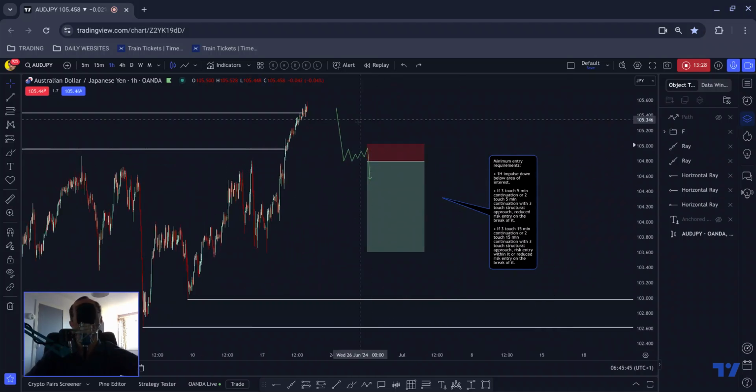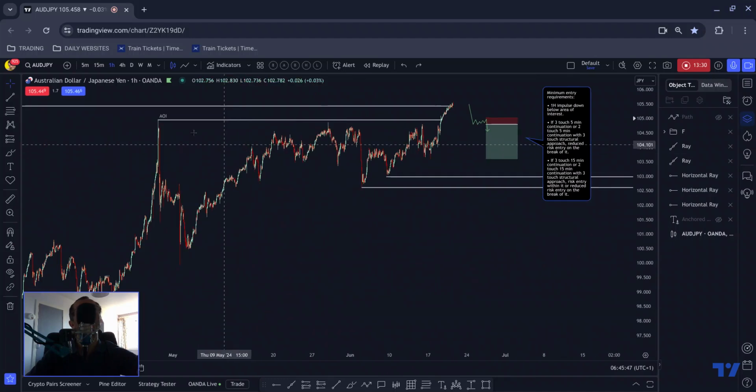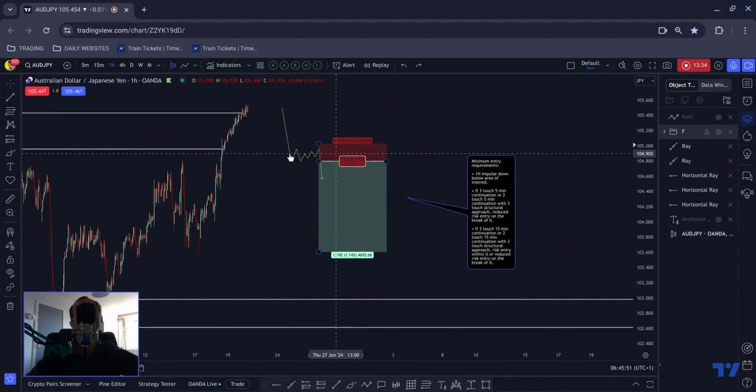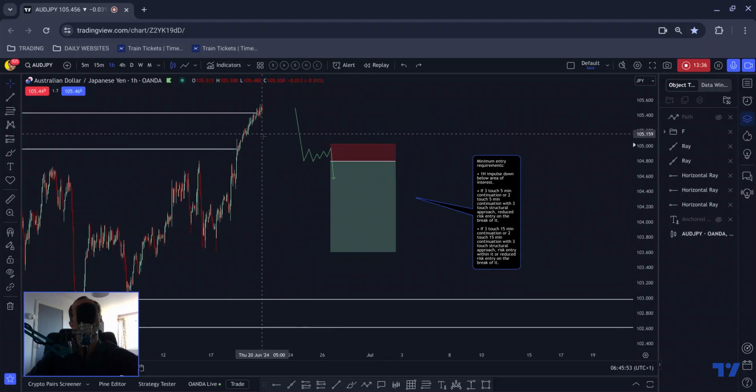I have an alert set just above the area of interest to see if that triggers. And if it doesn't trigger, I'm not going to be trading in the middle of no man's land. I'm going to be sticking to my rules and doing what is working for me and what will work for me long term.